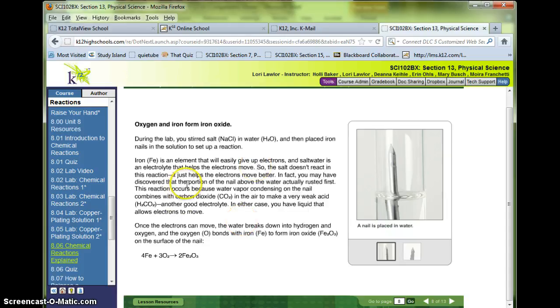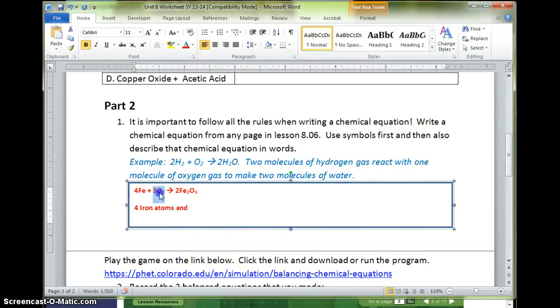Oh, it doesn't tell you what O2 is. But we know it's not just an oxygen atom, right? It's not just an oxygen atom because it's O2. So it's an oxygen molecule, okay? So how many oxygen molecules are there? There's 3 oxygen molecules. So 4 iron atoms and 3 oxygen molecules.